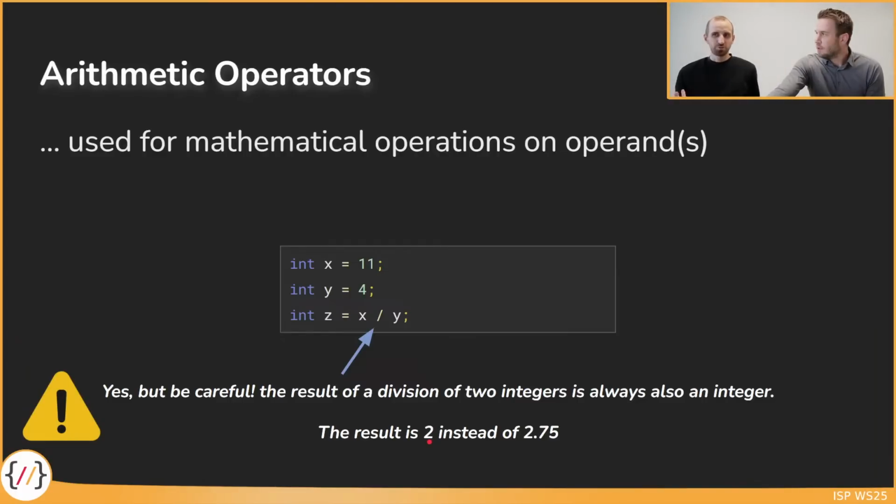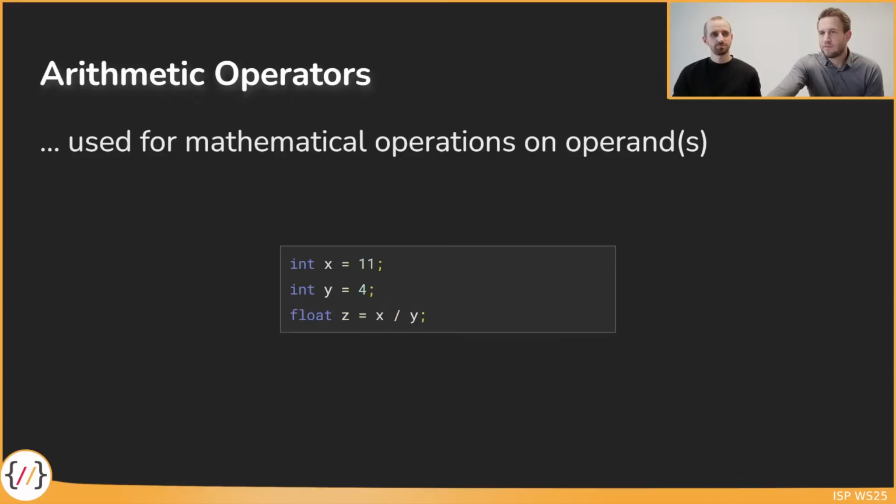But there has to be a solution for that. Sure, because otherwise we couldn't make mathematical computations correctly in C. So let's try out this. What happens now? I store the result in a float value. Does this work?